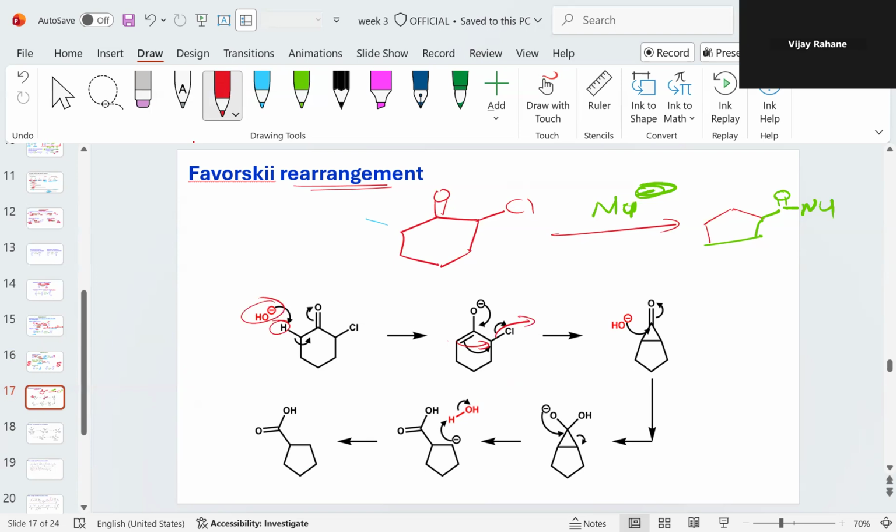We get such an intermediate step, and then a second nucleophile attacks this carbon center, and the three-membered ring gets open. So like this, the three-membered ring gets open, and from the anion, the negative charge will come here, and from the solvent, it acts like a proton and we get this type of product. So this is basically the Favorskii rearrangement reaction.